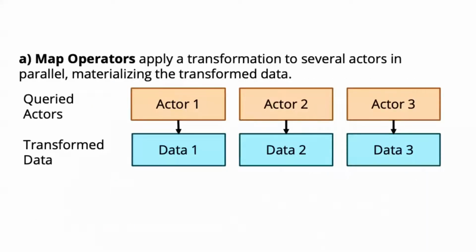Let's first look at the map operator for querying, which is a simple transformation applied to several actors in parallel, and then it materializes the transformed data for you. An example can be an operator which searches for documents in a data set based on a particular field.